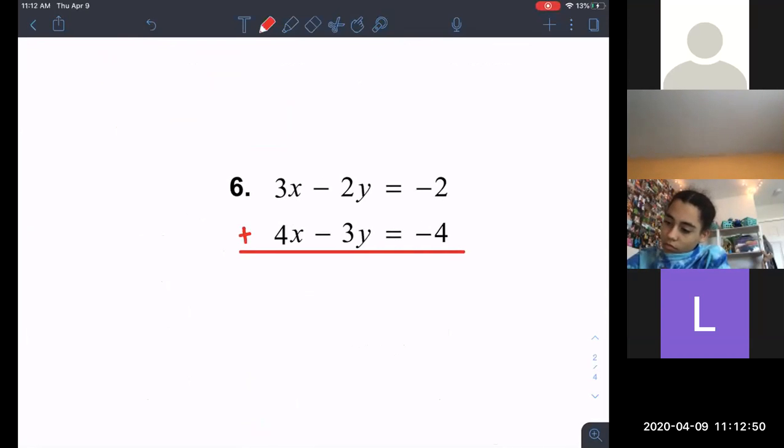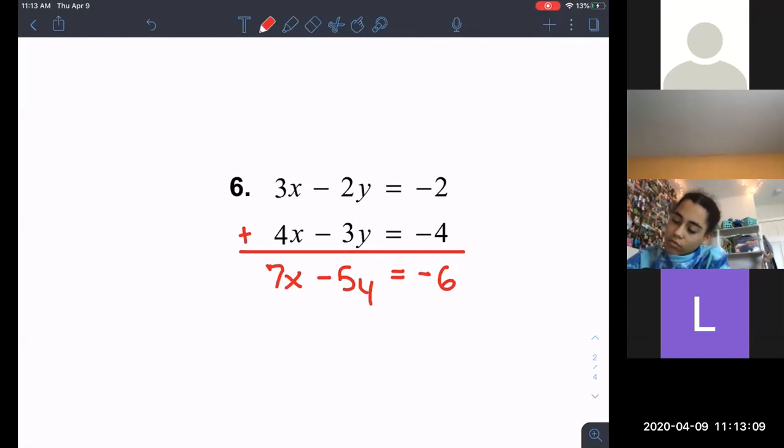If we go ahead and add these together now, and don't do this on your paper because this is the wrong way to do it, I'm just showing you why it's the wrong way. If we add 3x and 4x, we get 7x. If we add negative 2y and negative 3y, we get negative 5y. And if we add negative 2 and negative 4, we get negative 6.